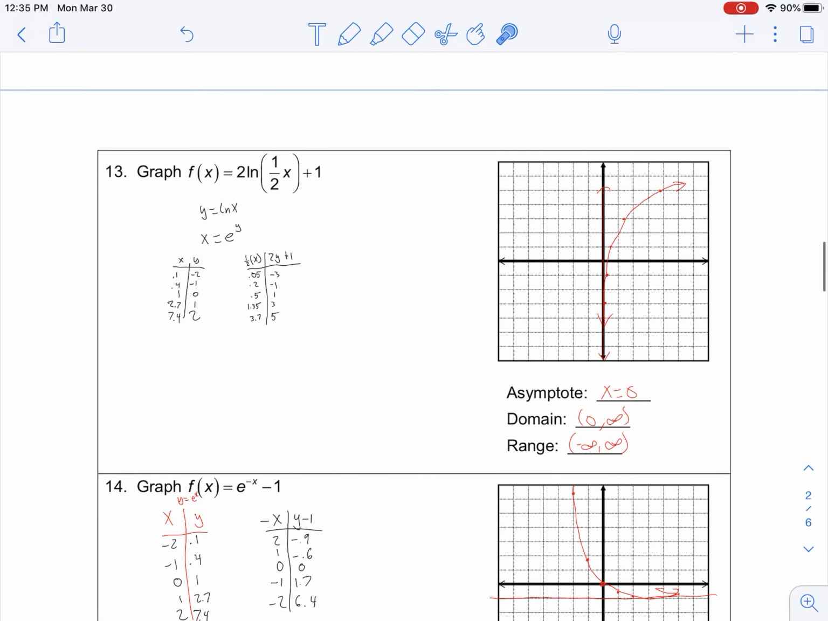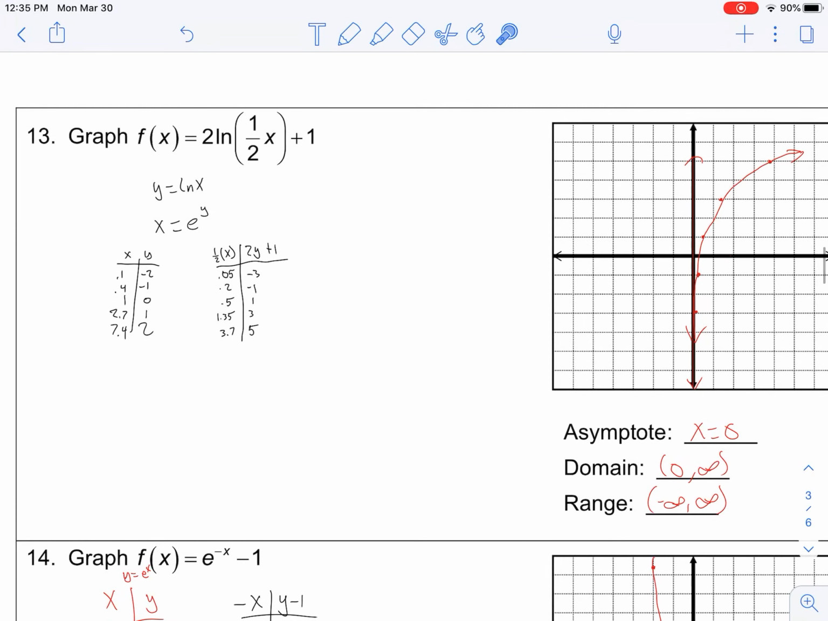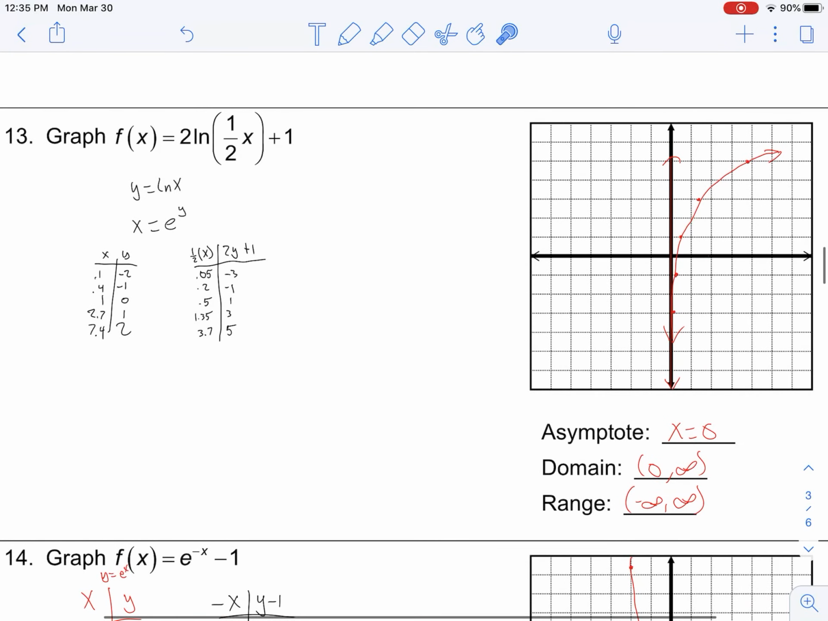Okay, last few graphing things. So for this one, our 2 natural log times 1/2 of x plus 1. We're going to do our parent and then transform that into our x of e to the y. And this is that table that we have here. And then we're looking, anything inside here with the x in the parentheses is happening to our x value. Anything on the outside is happening to our y.